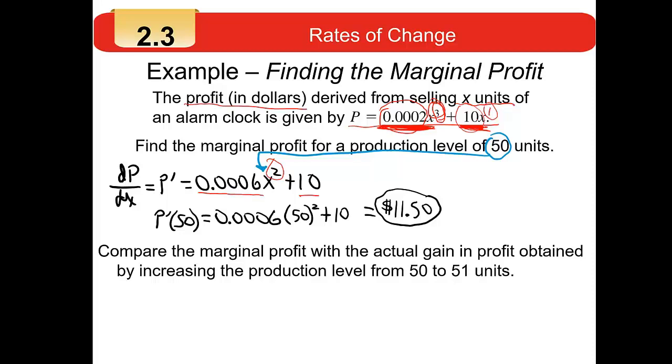Now it says to compare the marginal profit with the actual profit. In other words, the marginal profit here using the derivative is just close to the actual difference between those two. Just like the slope of the secant line is close to, but not exactly the same as, the slope of the tangent line as the delta x goes to 0. It's the same idea here because we're using the derivative to estimate the marginal rate. We're using the derivative as a marginal to estimate the average rate of change in going from 50 to 51.